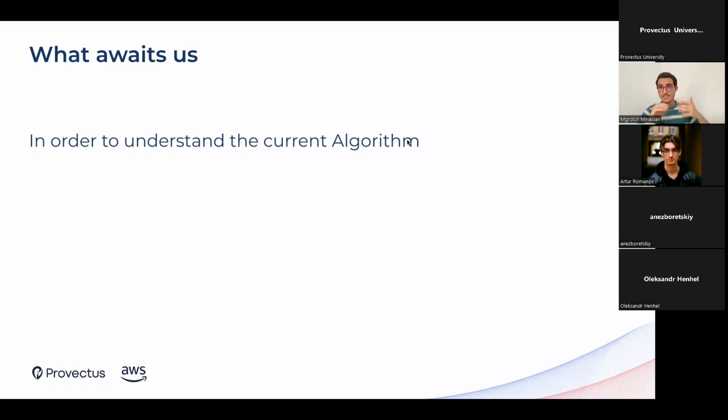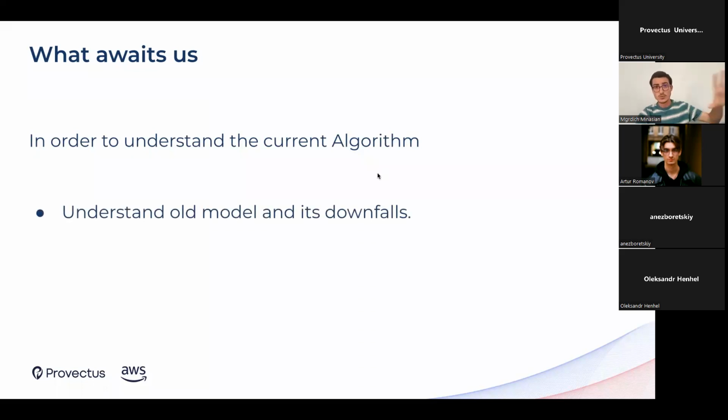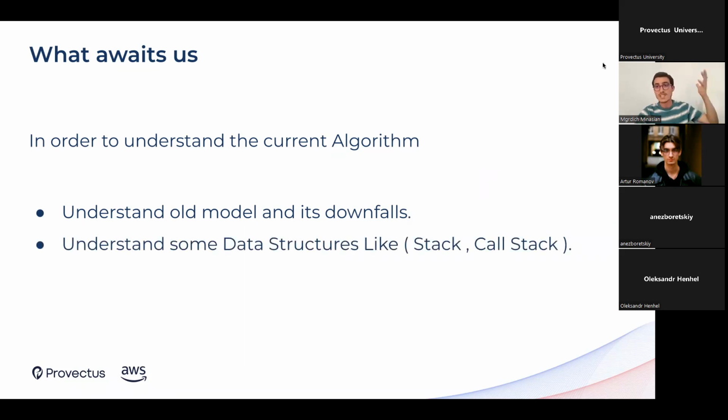In order to understand the current algorithm, we have to understand the old model, the old algorithm, and its downfalls. Why did React actually choose to write this new implementation, and it took them more than 1 year to write it and spend some research and development money on it? If we don't understand what was bad in the old algorithm and its downfalls, we're not going to understand the new one. Then we're going to cover some data structures. I know some of you already know these, like the stack, call stack, linked list, etc. But I'm going to explain them so we can all be on an equal footing here.